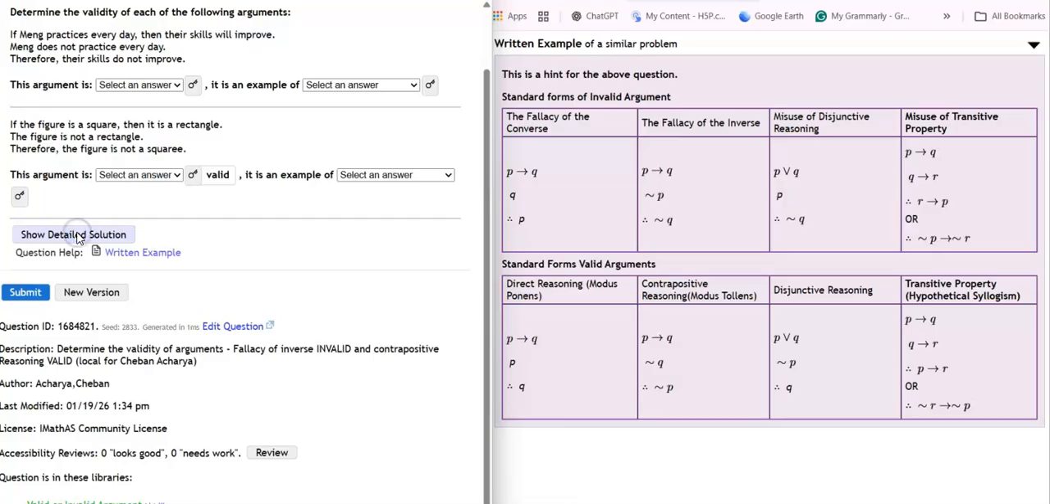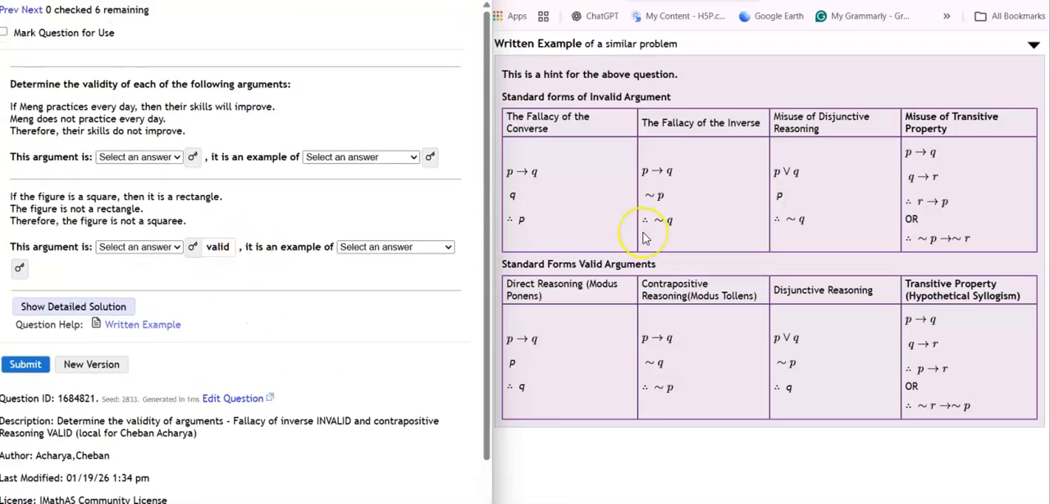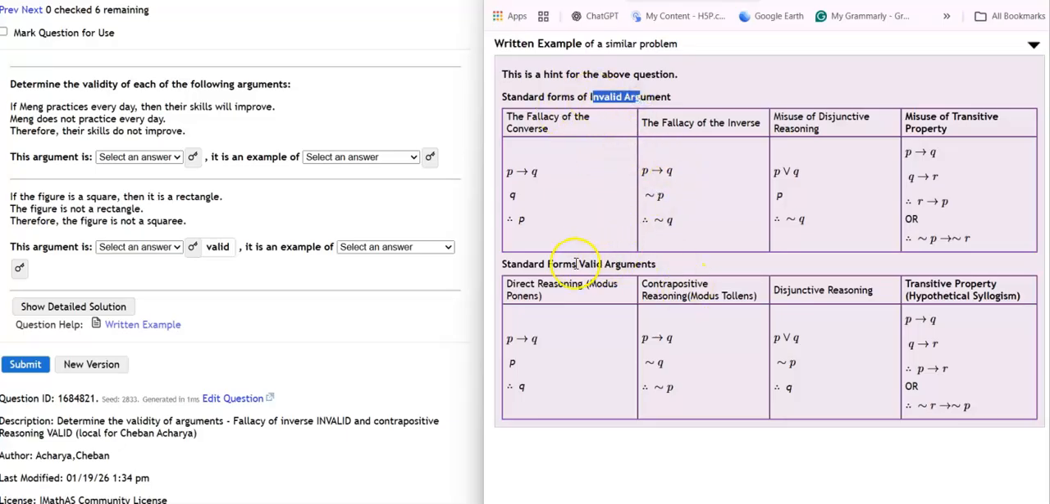But in the test you should write it down in your note card. Definitely it's not going to be there; you can only see it in the homework. In the test you should write down these forms of arguments in your note card so you can use them. Let's see how you match an argument to the standard forms of valid or invalid arguments.